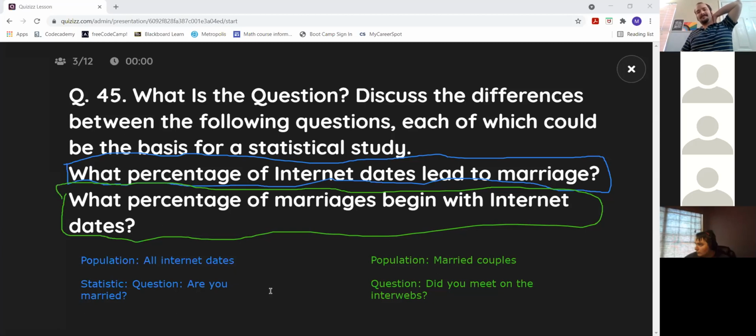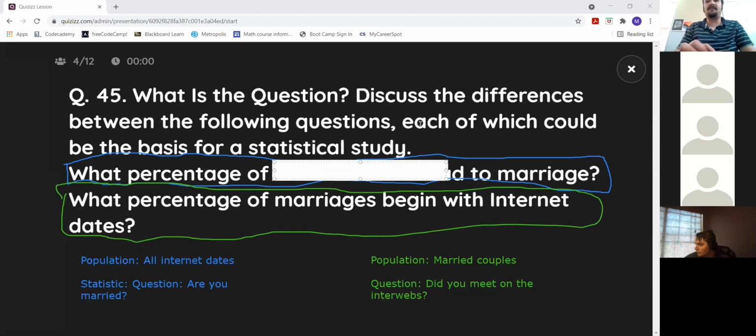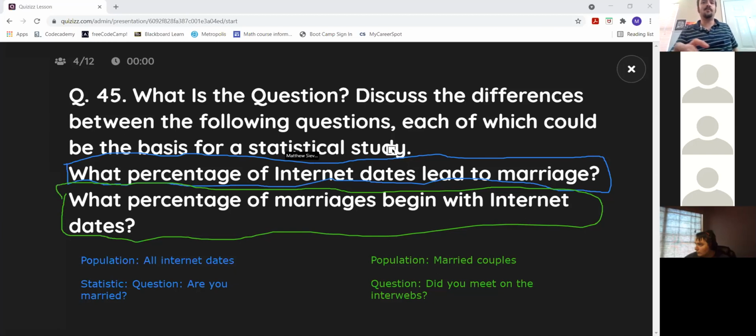Any questions? I don't know if it's just the wording, but for some reason I'm really confused on how to exactly answer this. So what percentage of internet dates lead to a marriage? Where are we starting here? We're starting with people that started with internet dates and then they got married. So we want to know everyone that went on an internet date. We go to them and we ask them, did you get married?